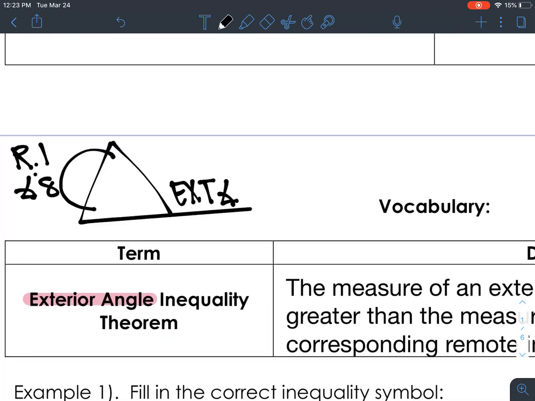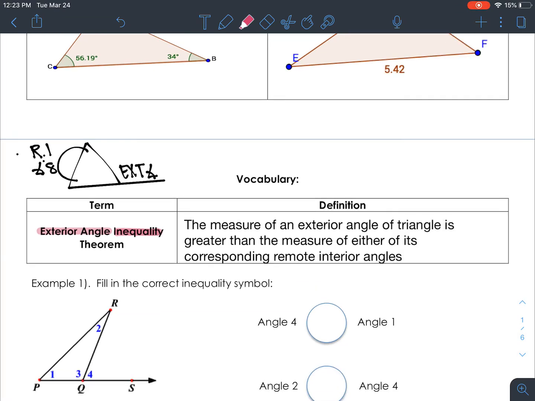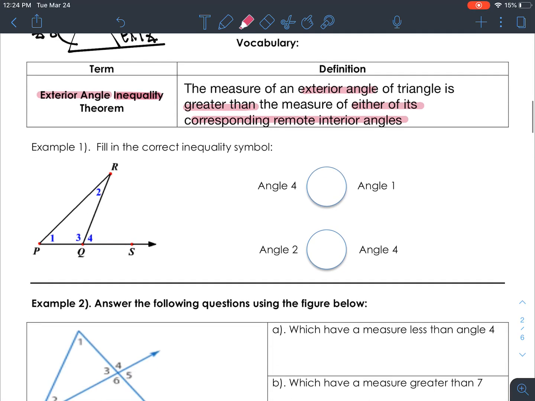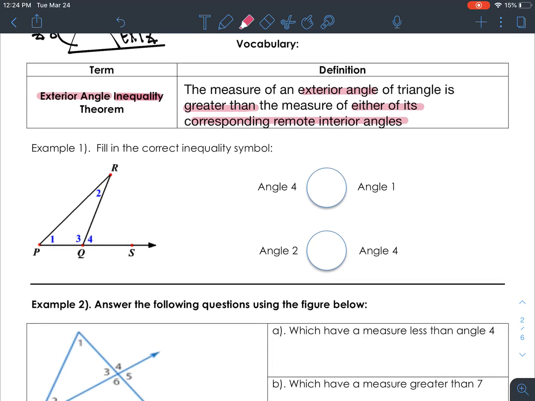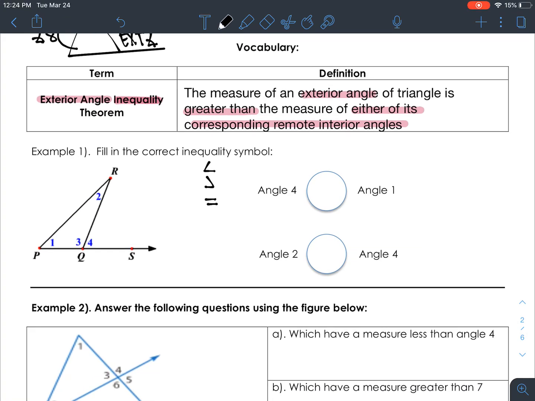We're also talking about inequalities here, which means we're doing some kind of comparison between the measures of exterior angles and the remote interior angles. This theorem is saying that the measure of an exterior angle has to be greater than the measure of either of its corresponding remote interior angles. That should conceptually make sense, and I'll explain it in example 1. Example 1 says fill in the correct inequality symbol, which means I'm going to answer less than, greater than, or equal to for these comparisons.